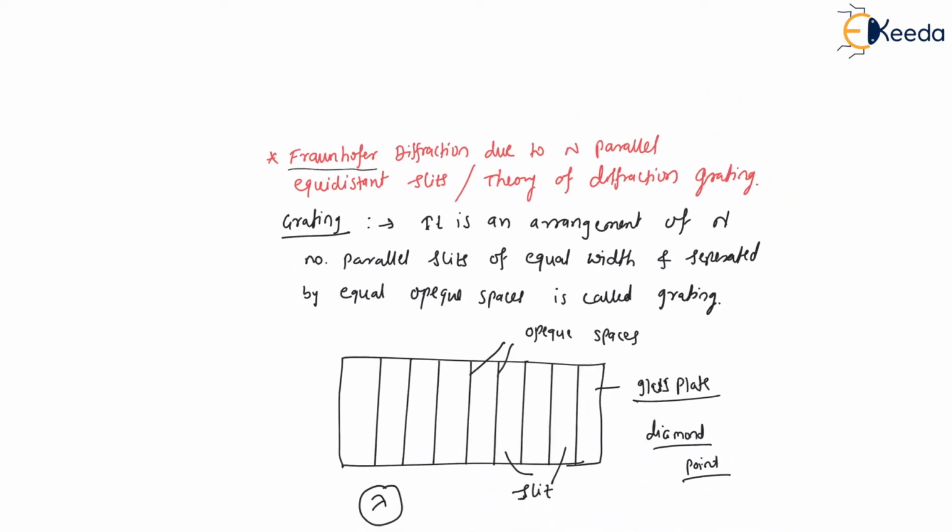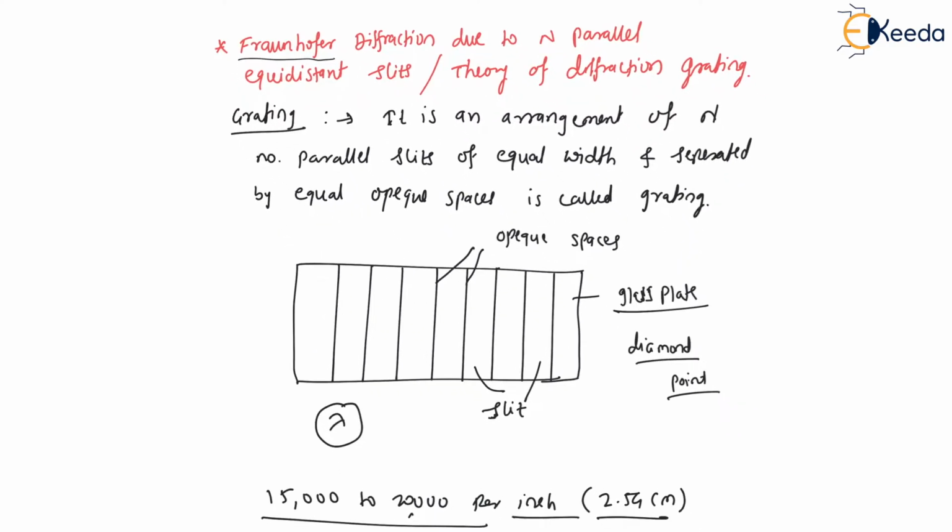Now we will see how this grating works. Again, grating means n number of parallel equidistant slits. So instead of using the words n number of parallel equidistant slits, we'll simply use the word grating. Now we will study the theory of plane transmission grating, or Fraunhofer's diffraction when we consider a grating.